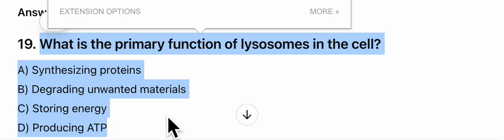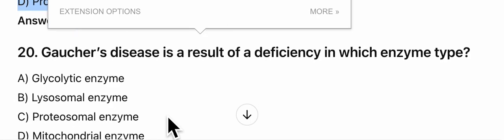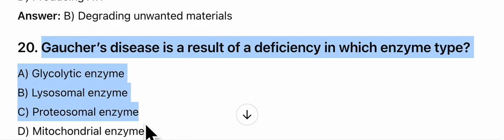What is the primary function of lysosomes in the cell? A. Synthesizing proteins. B. Degrading unwanted material. C. Storing energy. D. Producing ATP.